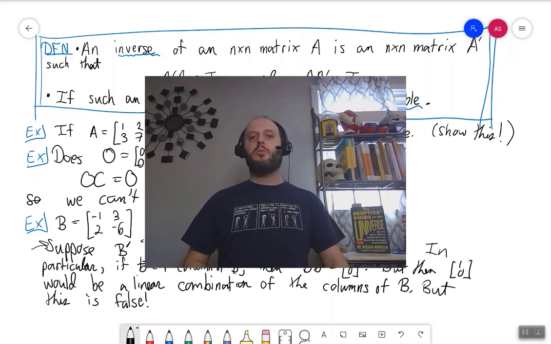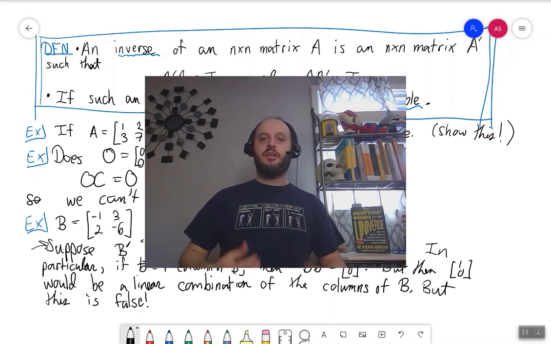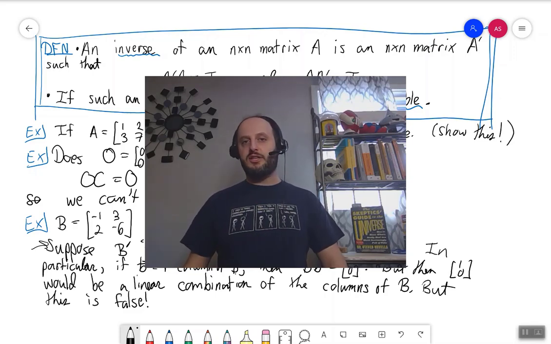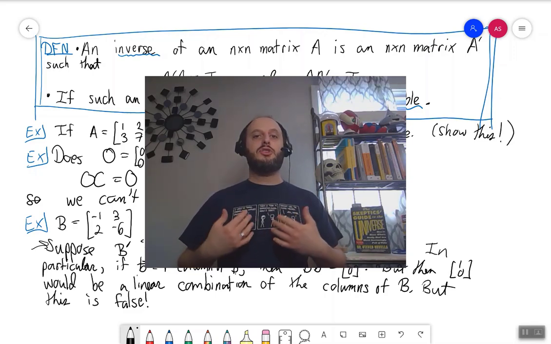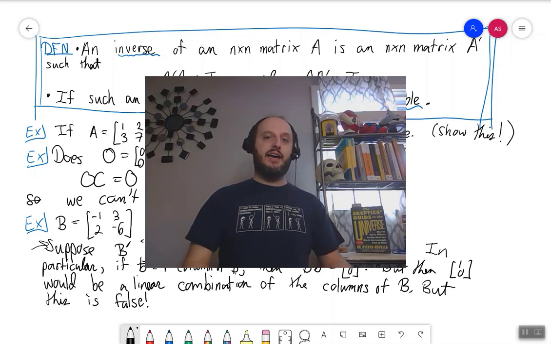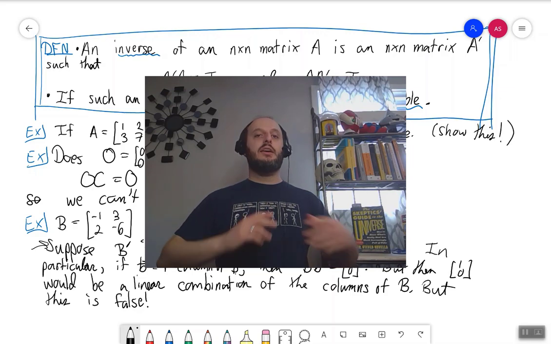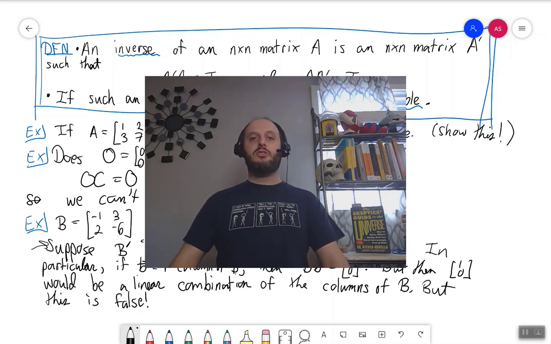In this lesson, we're going to focus on the properties of invertible matrices and the properties of the matrix inverse operation. And we'll also focus on the special case of 2x2 matrices, specifically how to determine whether a 2x2 matrix has an inverse and how to actually calculate that inverse. In the next lesson, we'll actually learn how to do these things for general matrices.